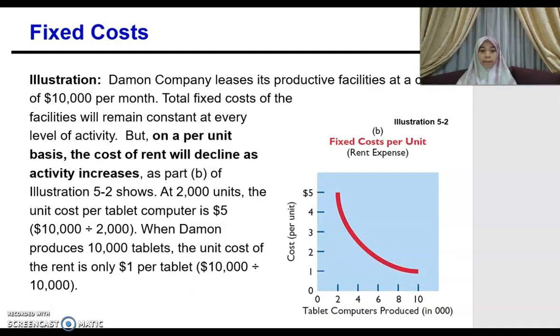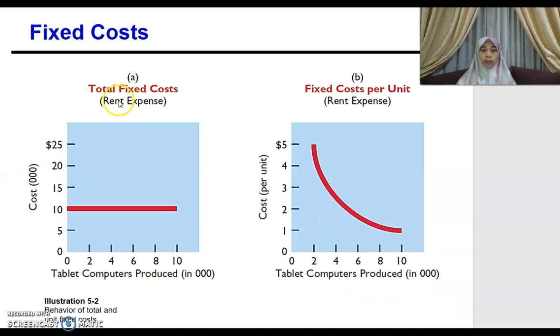If you compare, you can see in the graph that your total fixed cost is a constant. Your total fixed cost is constant at 10,000 ringgit. But your fixed cost per unit reduces based on the units that you produce. That's how your fixed cost per unit looks like, and this is how your total fixed cost looks like. Hopefully you have a better understanding of your variable cost and your fixed costs.